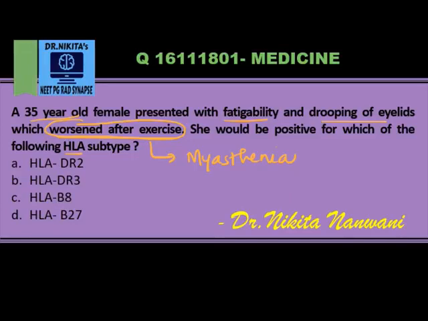So HLA subtype associations with disease is a very important topic. Frequently asked questions are there on this topic. So we would see the mnemonics to remember the HLA subtypes. In HLA subtypes, we start with HLA-B. So we have HLA-B5, we have HLA-B8, and we have HLA-B27.